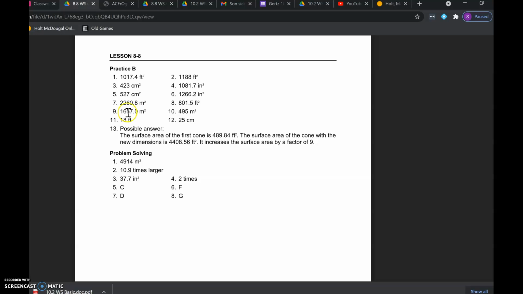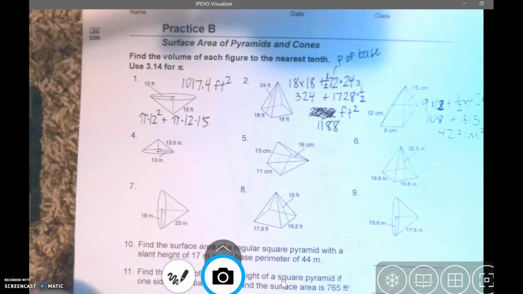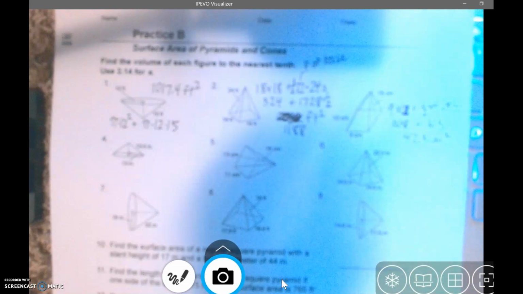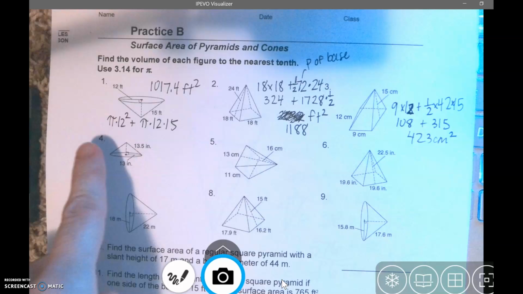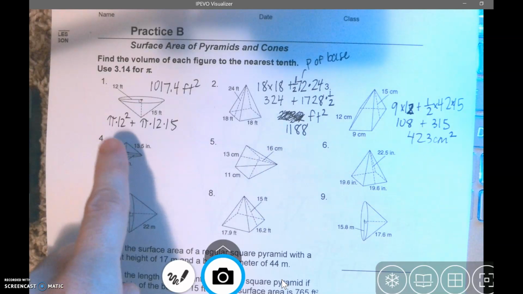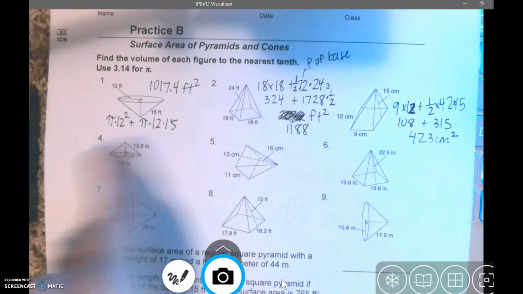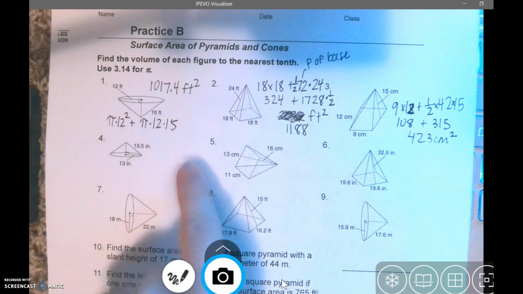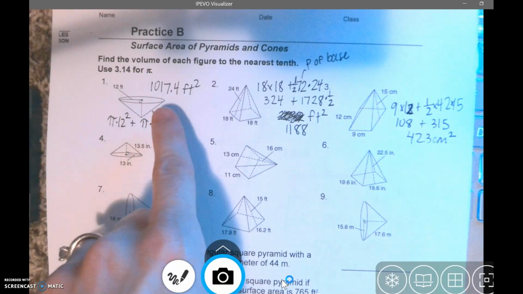All right, so pause the video if you want, and then I'm going to change the screen here to go over those first 3. So the formula for a cone is pi times radius squared plus pi times radius times the slant height. So there's my work shown. I did that in my calculator, pressed equals. Did that part in my calculator, pressed equals. And then I added it, and I got 1017.4.